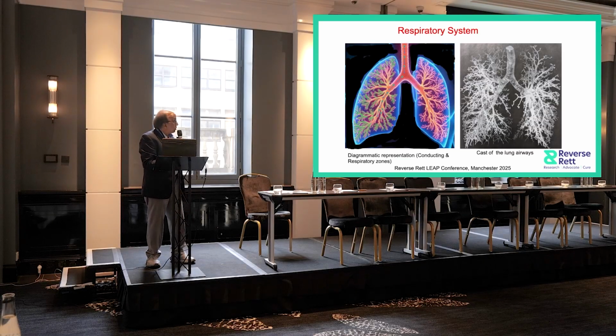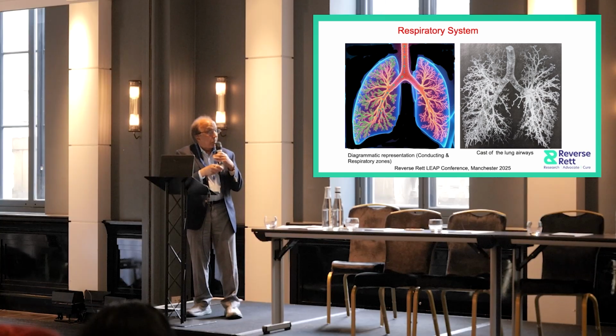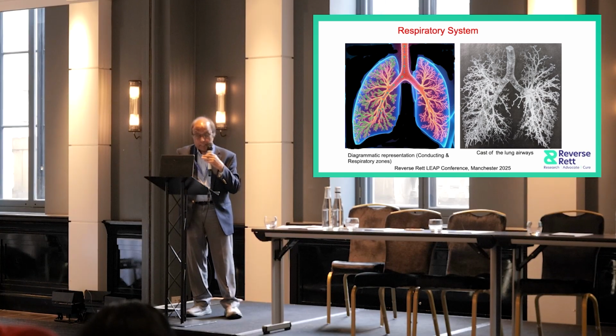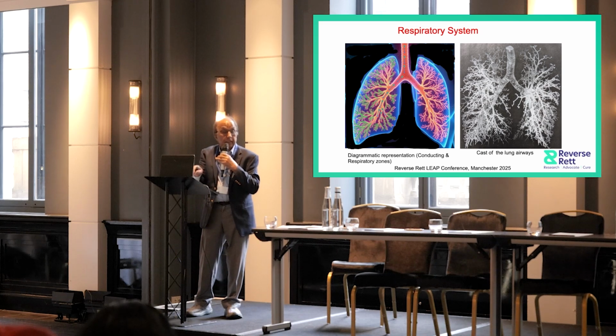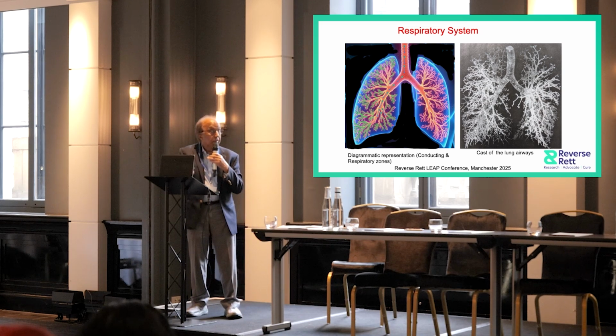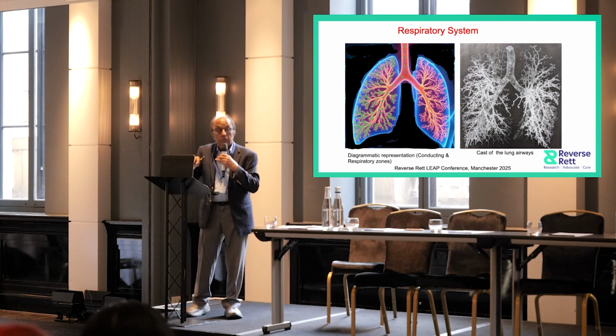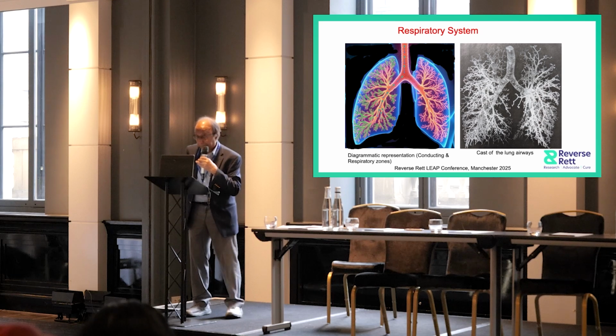Again, same thing I was showing before. This is in black and white, you see the real cast of a normal lung. On the right side is the diagrammatic representation, and the respiratory zone I have highlighted using a green color there. The rest of the airways are the conducting zone. I'm trying to tell you these normal things because I want to talk about the abnormal in a minute.